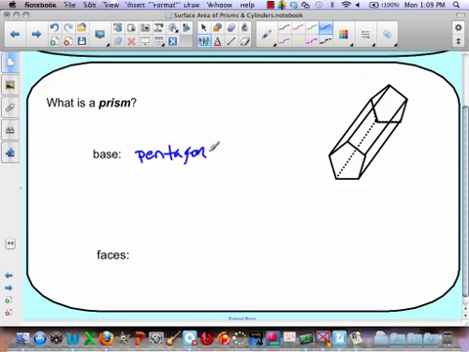And then, what are the faces? That's going to be your rectangles. It's like the sides.